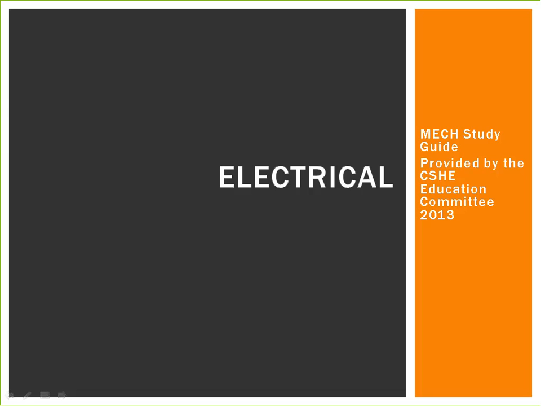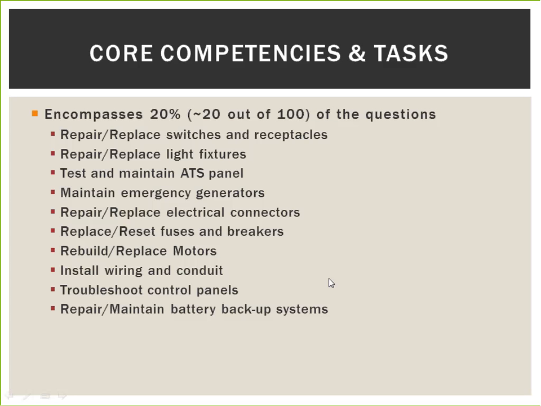In this section of the MECH study group, we will be covering electrical. Approximately 20% of the questions asked on the MECH exam will be on the area of electrical, which means that about 20 of the 100 questions will be about switches and receptacles, light fixtures, ATS panels, emergency generators, electrical connectors, fuses and breakers, motors, wiring and conduit, control panels, and finally, battery backup systems.